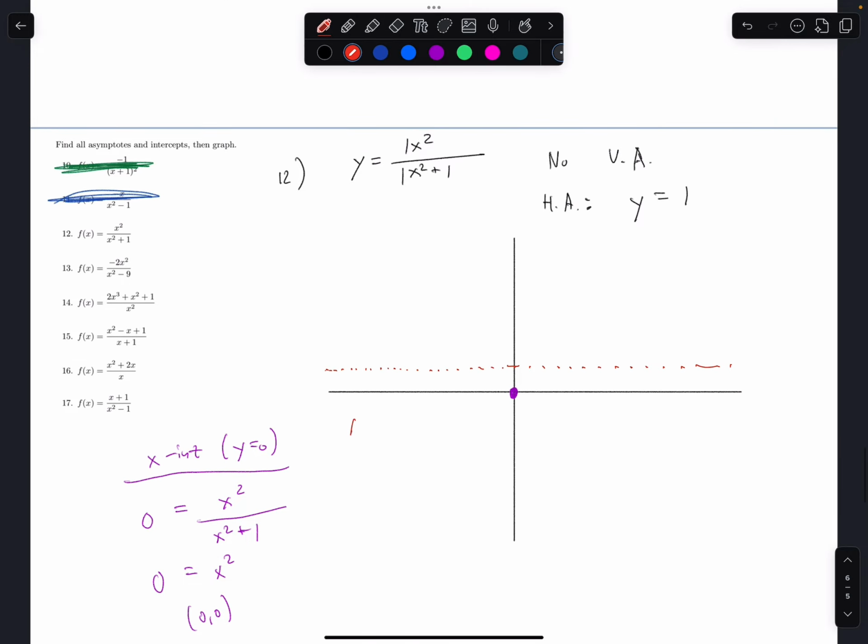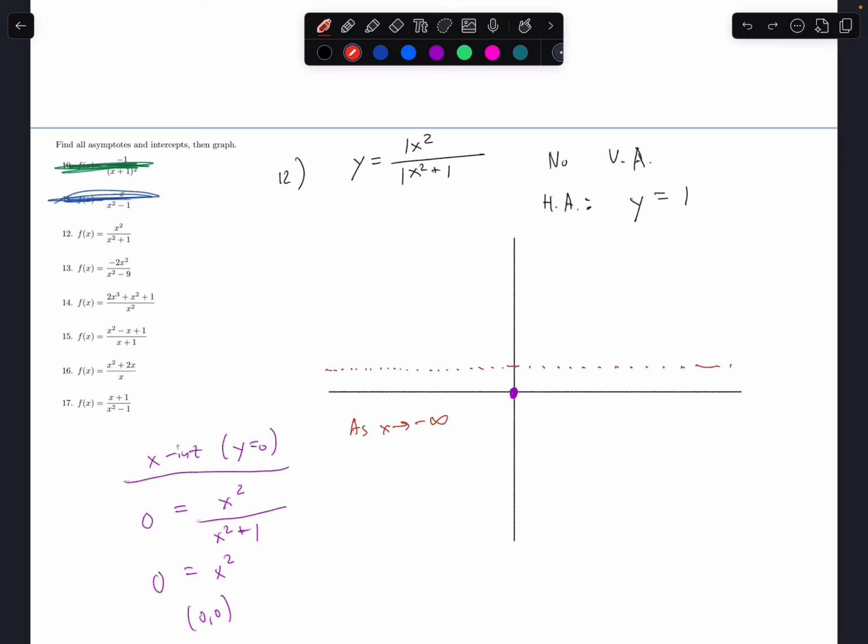And what I want to think about is what happens as x goes to negative infinity here. Because I don't have the vertical asymptotes to guide me this time, so I kind of left a little bit with less information. So I need to just figure out my bearings of where I'm going.